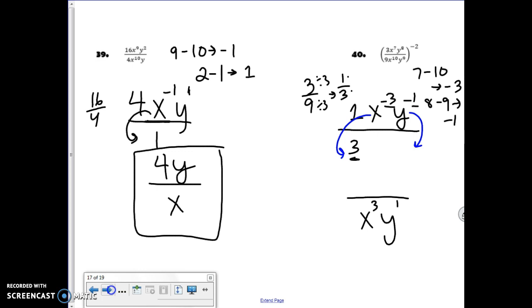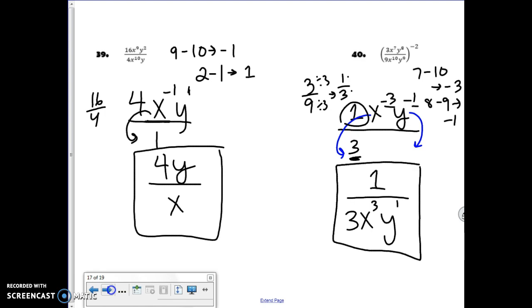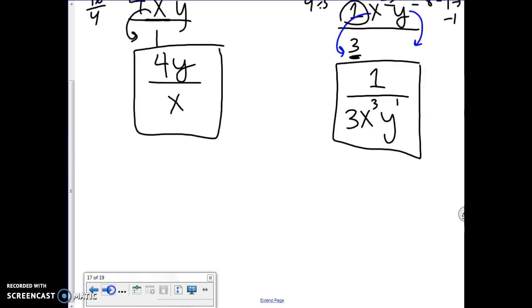So I had a 3 in the denominator up here, and it didn't move anywhere. I told you not to move anything that didn't have a negative exponent, so that's still in the bottom. And I still have this 1 up here, so that's going to stay up there. That is as simplified as it's going to get. But the real question is, are we done? Is that my final answer? Can we do anything more with that?